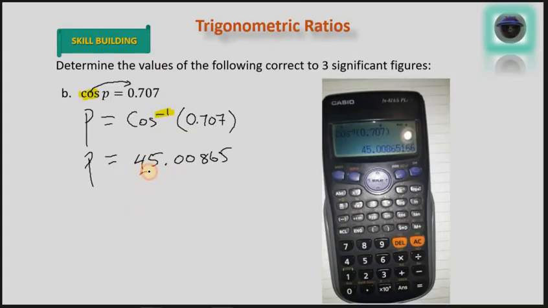So we start with the first 2 significant figures and we go to the third. Should we write 45.0? Well, we want to check the very next digit. It's less than 5, and so we'll leave this 0 as 0. So our answer will be, in degrees, 45.0 degrees. And this is corrected to 3 significant figures.